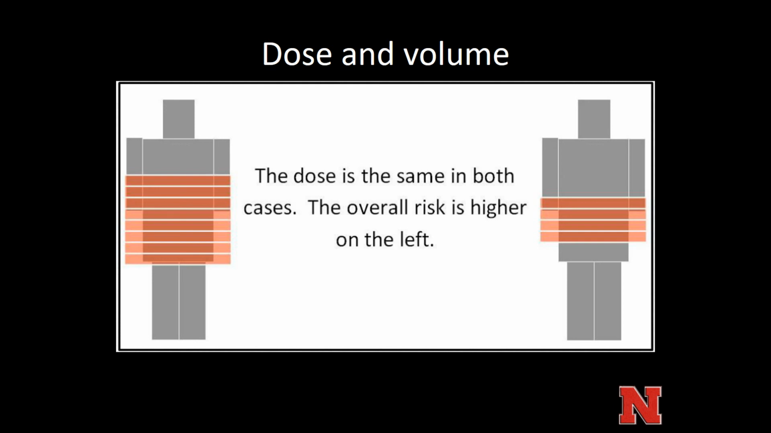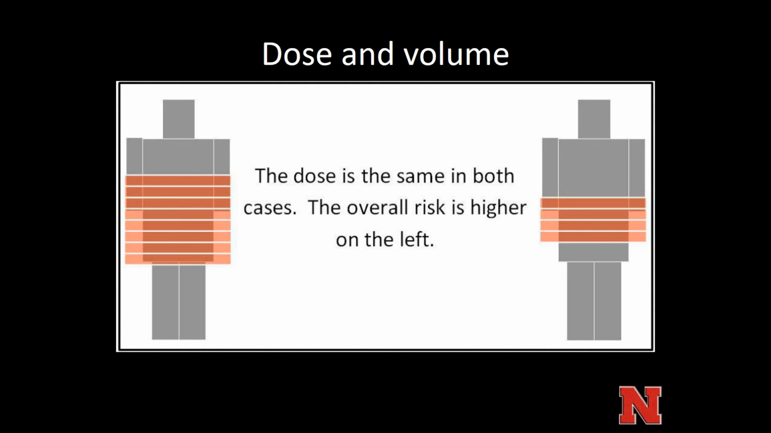Regardless of whether you expose 1 centimeter of body to a dose of 5 millicuries, or 100 centimeters of body to 5 millicuries, the radiation dose to any given tissue is the same. However, the overall risk is higher for the person on the left because they have more tissue that was exposed. So there's a lot of really complex and competing things going on with radiation dose when you talk about it.